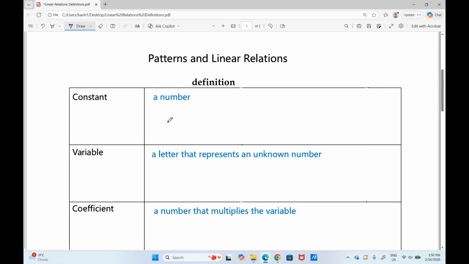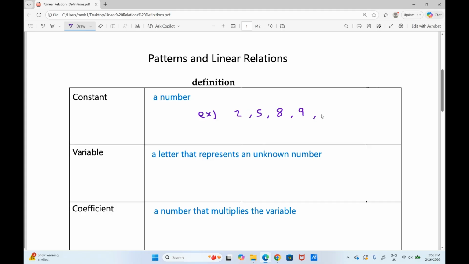Hi class, in this video we're going to be talking about patterns and linear relations, and we're going to start with definitions. So the first term we're going to define is called a constant. A constant is just a number. So an example of this would be the number 2, 5, 8, or 9.